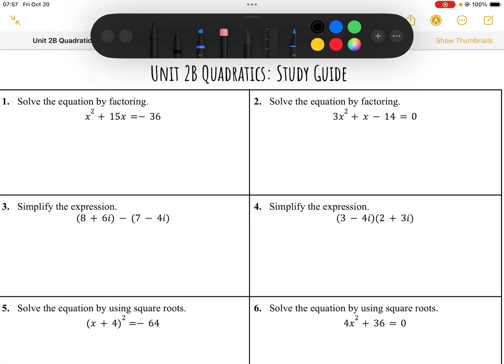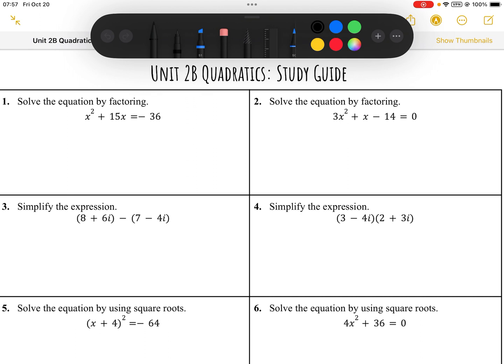Today we're going to look at Unit 2B Quadratics Study Guide. We're going to focus on number 1 through 10. So for this quiz, you need to be able to solve by factoring. So solving quadratics by factoring, simplify complex numbers with operations, solve quadratics by using square roots, solve quadratics by completing the square, and then last but not least, write quadratic equations from standard form into vertex form. And part of that process will be completing the square.